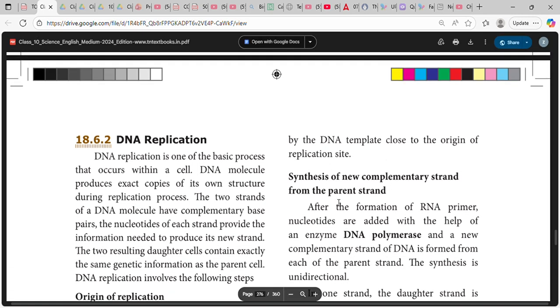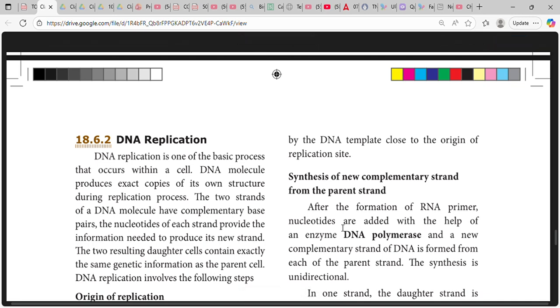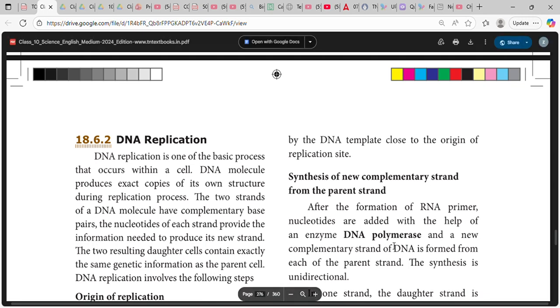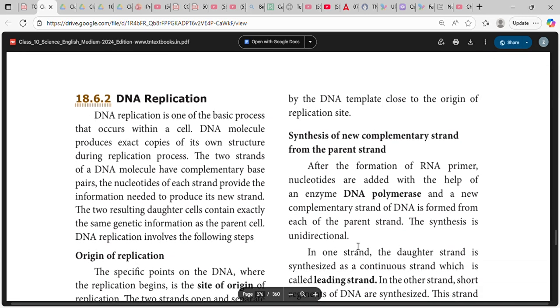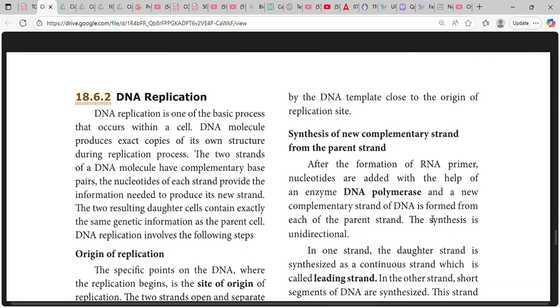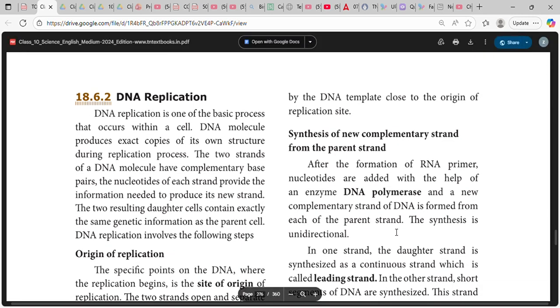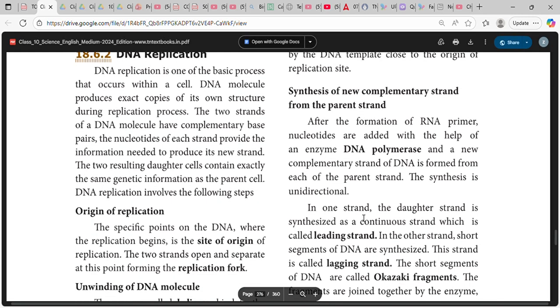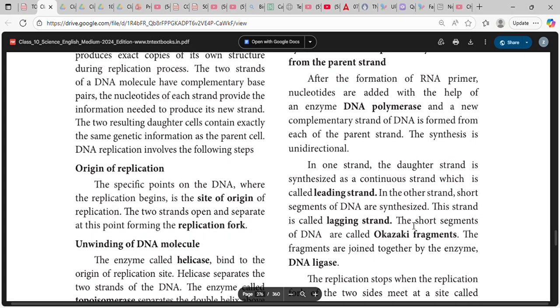Synthesis of new complementary strand from the parent strand. After the formation of the RNA primer, nucleotides are added with the help of an enzyme, DNA polymerase, and a new complementary strand of DNA is formed from each of the parent strands. The synthesis is unidirectional. In one strand, the daughter strand is synthesized as a continuous strand, which is called the leading strand. In the other strand, short segments of DNA are synthesized.